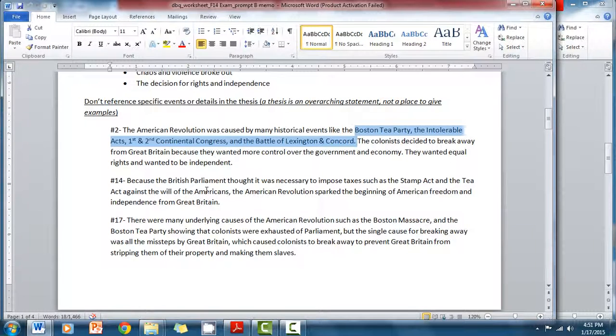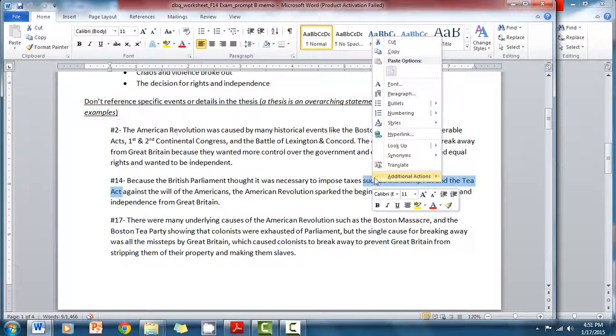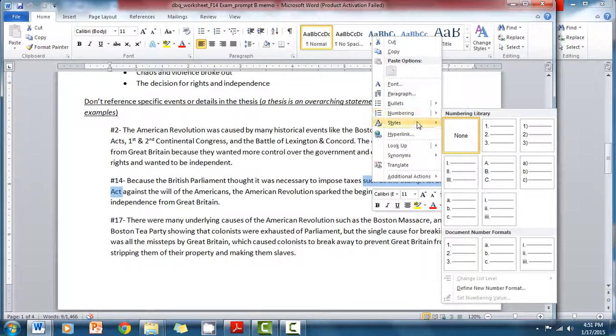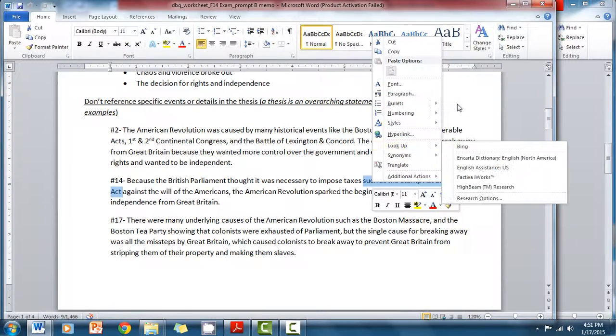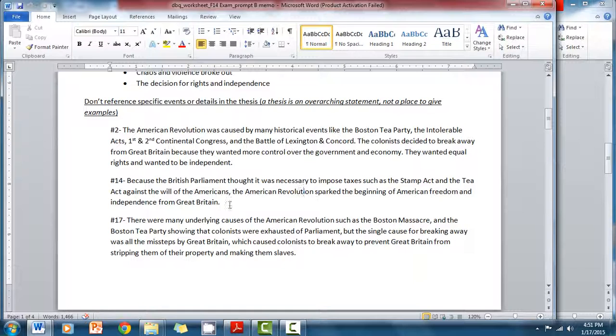of your essay. And so student number 14, because the British Parliament thought it was necessary to impose taxes. And so this whole thing, you probably should just take out. I wish I knew how to get to that strike through font. But anyway, this whole little part is almost unnecessary. Because the British Parliament thought it was necessary to impose taxes. Maybe you could say against the will of Americans. The American Revolution sparked the beginning of American freedom and independence from Great Britain.